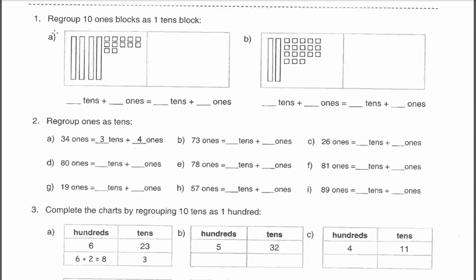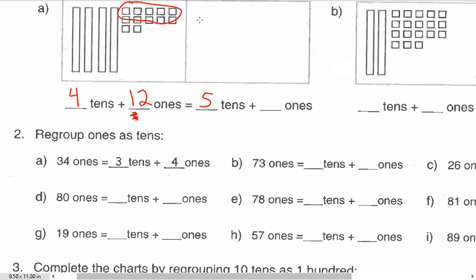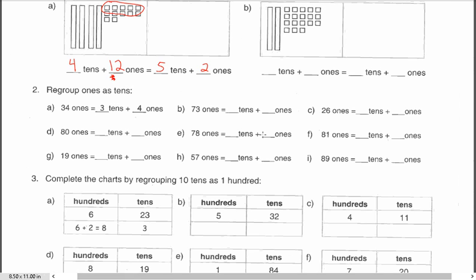So for question 1, it says regroup 10 ones blocks as 1 tens block. So you can count out 10 here, and that would be this chunk right here. And so in the end, you'd have 5 tens and 2 ones. And down here, you're going to write what you have to start with. So you'll put 4 tens and 12 ones. But 10 of those ones are going to be recombined. And so you should draw a picture up here of 5 tens and 2 ones. That's what's left after you have recombined them.